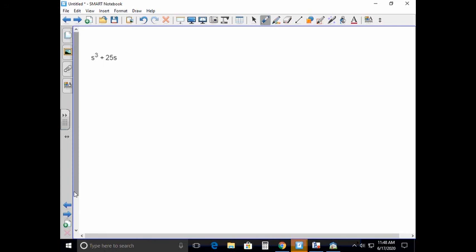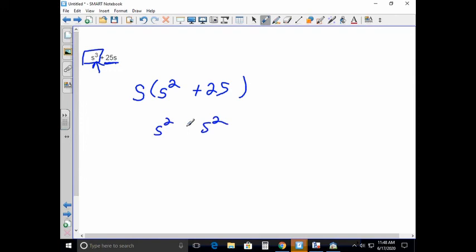Here, this one can be a little tricky because we do have a cube there, but remember we always look for common factors first. Both terms have an s in common. So if we have s to the third and we pull a common s out front, we're left with s squared on the inside. If we have 25 times s and we pull the s away, we're left with a 25. And both of those are squares, but we mentioned earlier if we have squares that are added, that's not factorable. We don't have a way of factoring sums of squares. So that's as far as we can go with this one.